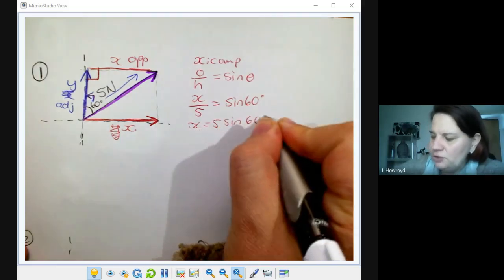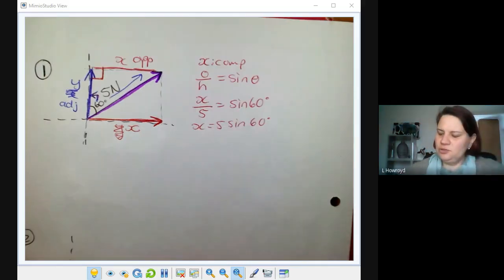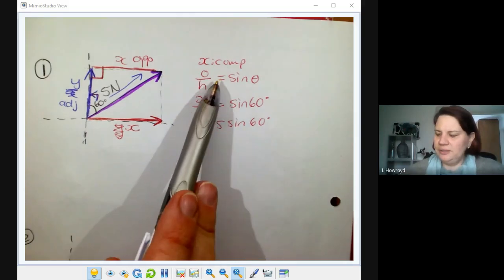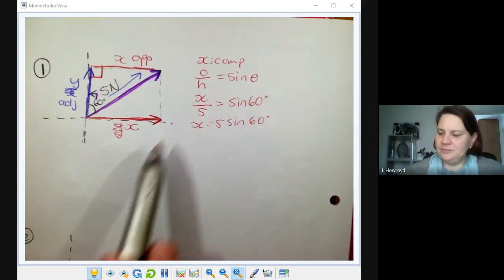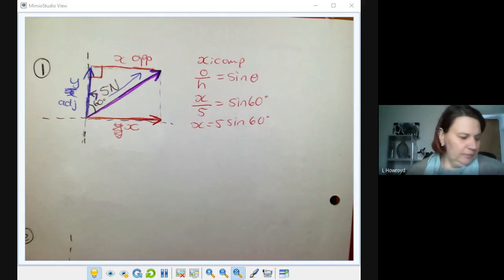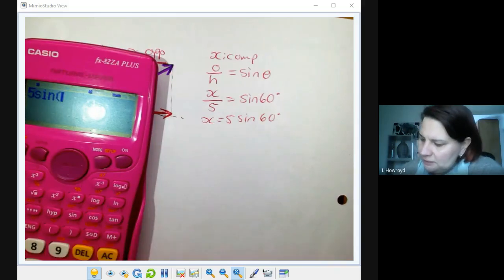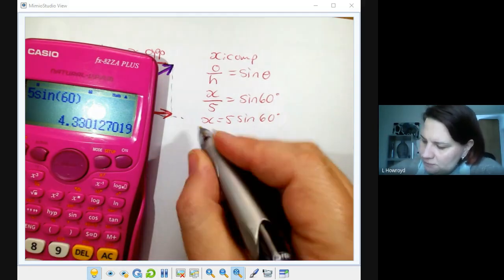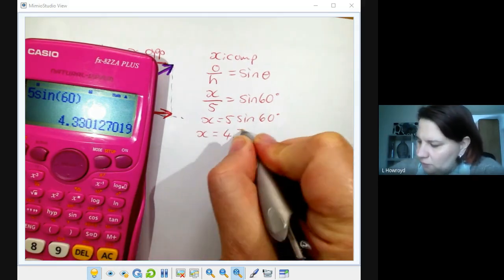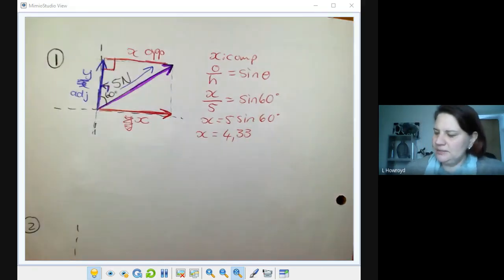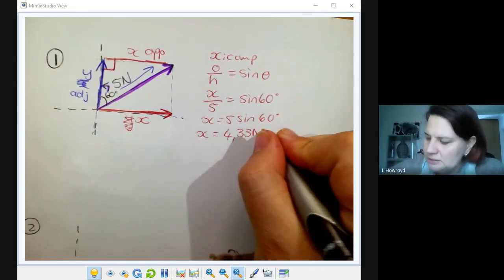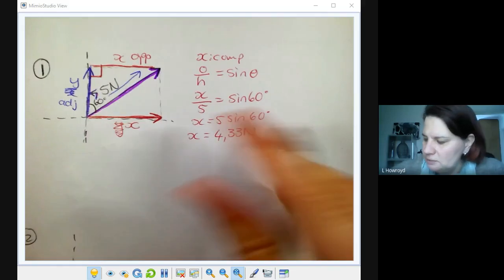Now, girls, you don't have to show me all these steps. If you just show me the formula, the substitution, and the answer, it's really fine. But I'm just showing you all the steps so that you're aware of what I'm doing. Okay, so 5 sine 60. Okay, and I get an x value of 4,33. And let's just check. I said newtons, so it's newtons, and it's going to the right.